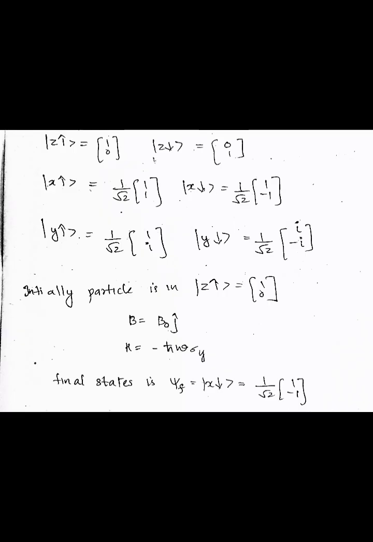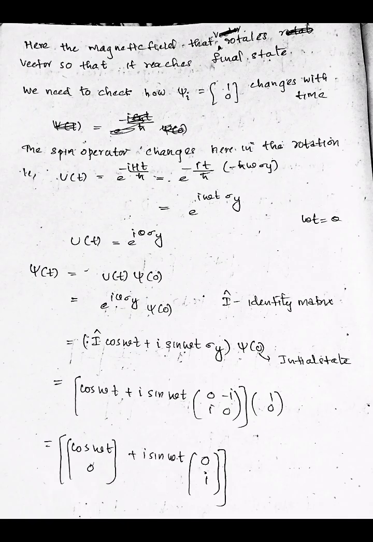Initially, it is given that the particle is in (1, 0), that means the particle is in the Z spin up state, and B is equal to B0 j cap, and the final state is in the x-axis with the value 1 by root 2 (1, -1). That means it is in the x direction with spin down. So here the magnetic field rotates the vector so that it reaches the final state. So here we need to check the time evolution.